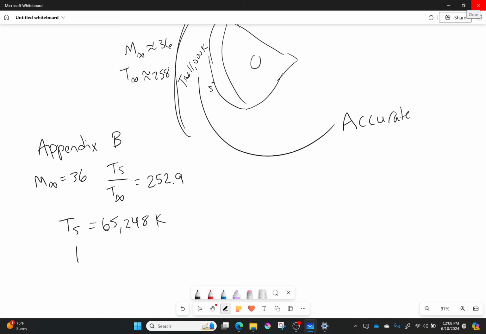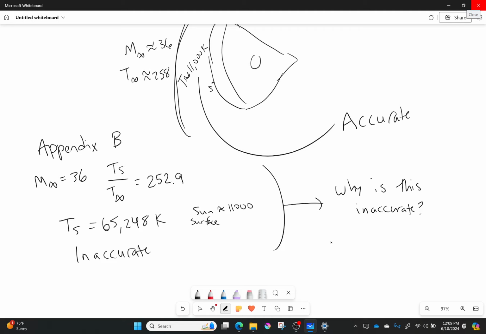This is inaccurate. And it's also hotter than the surface of the sun. Just know the sun is around 11,000. Okay. But why is this inaccurate? Well, it has a very simple answer. The answer is that that's for air.